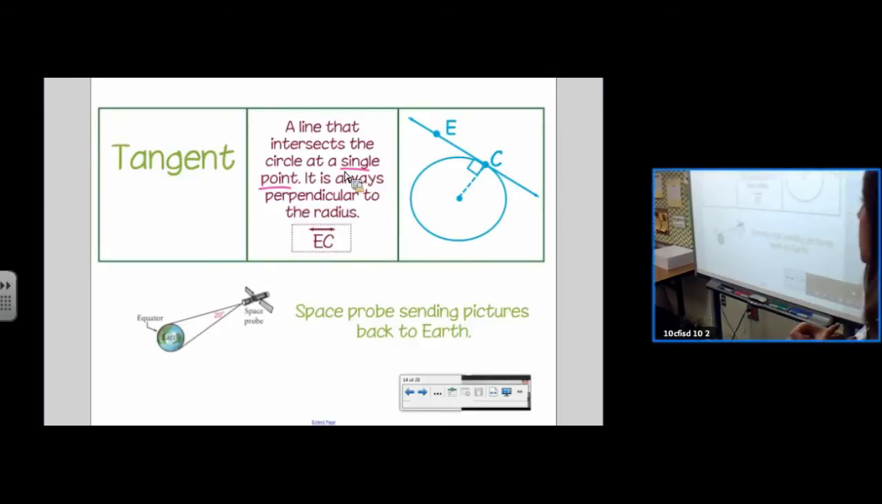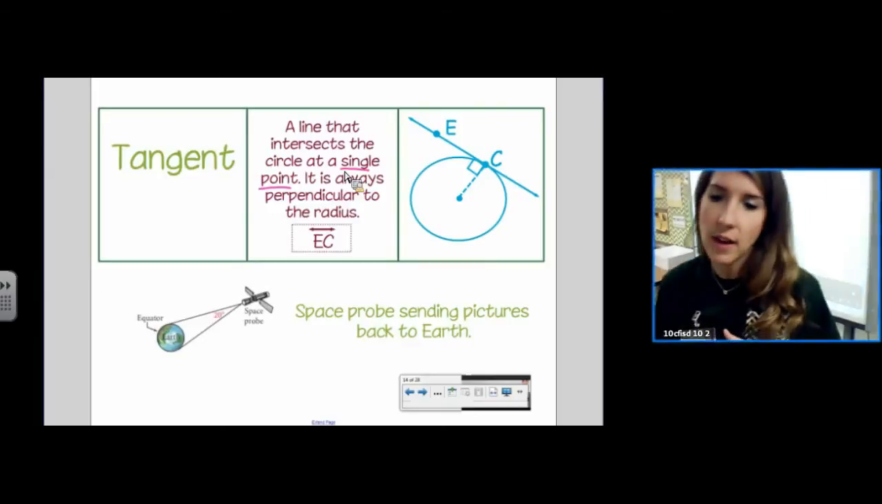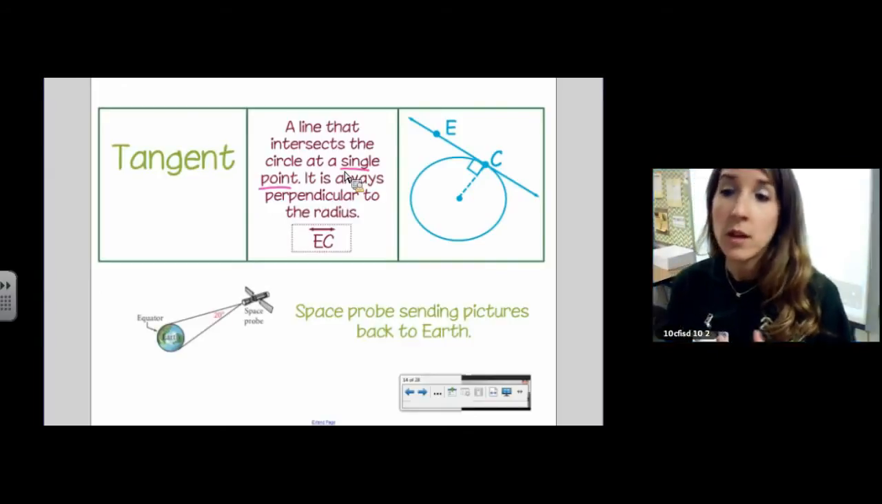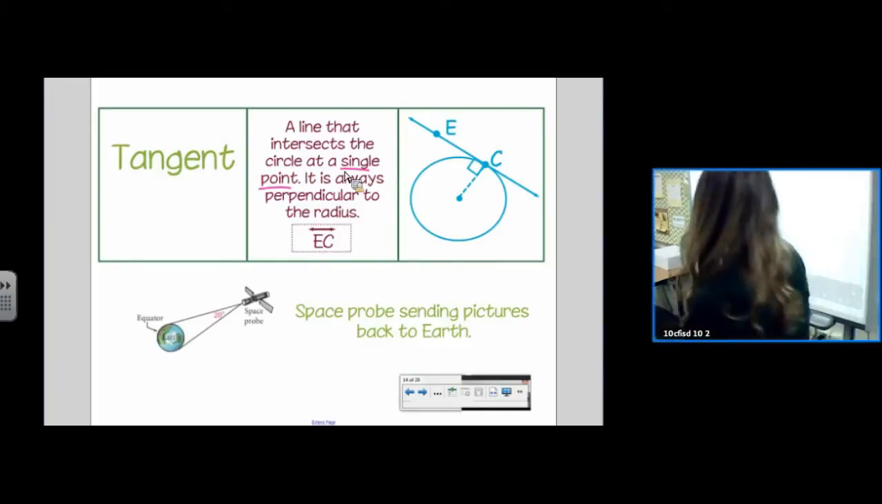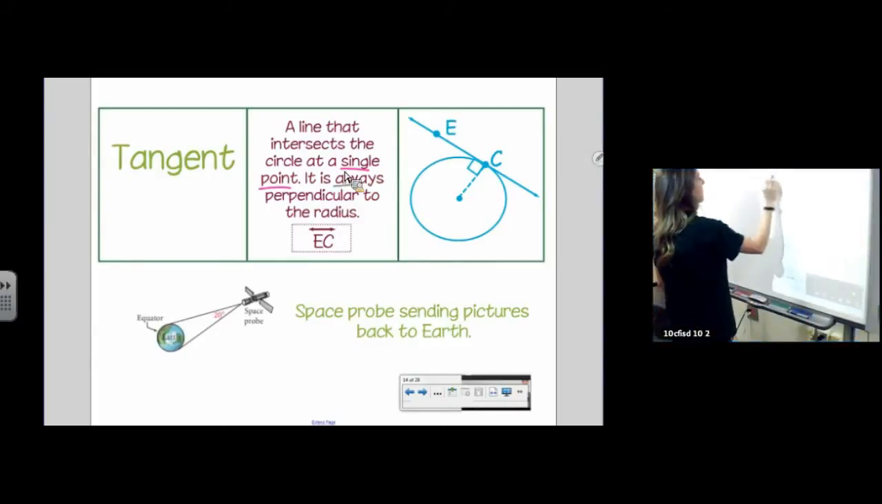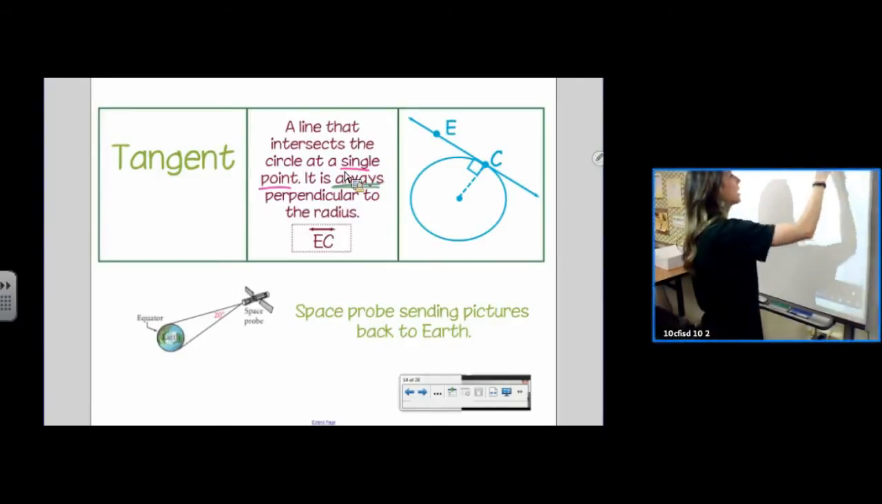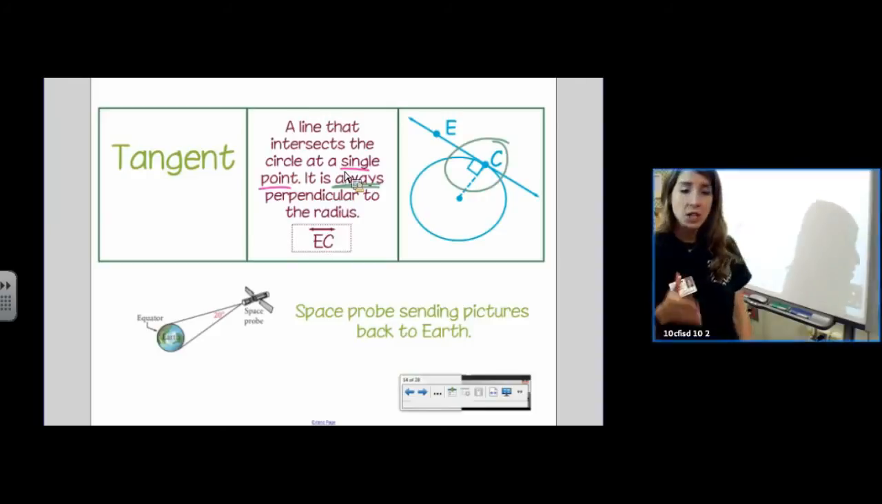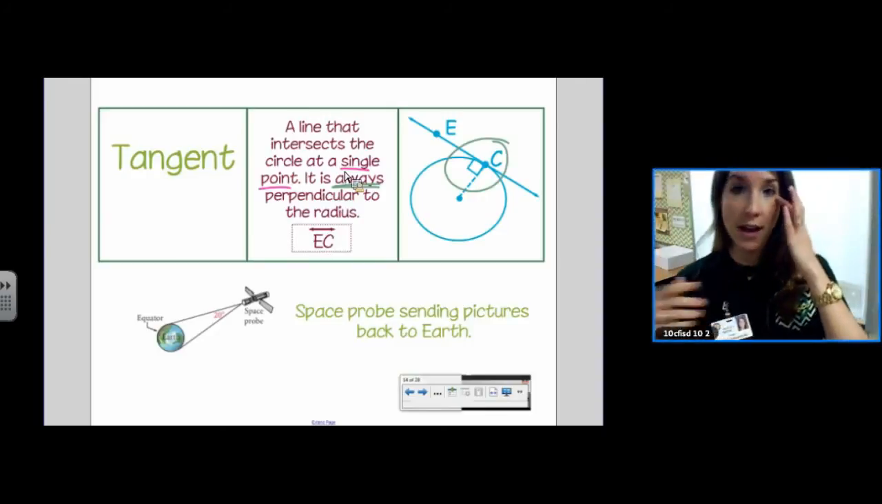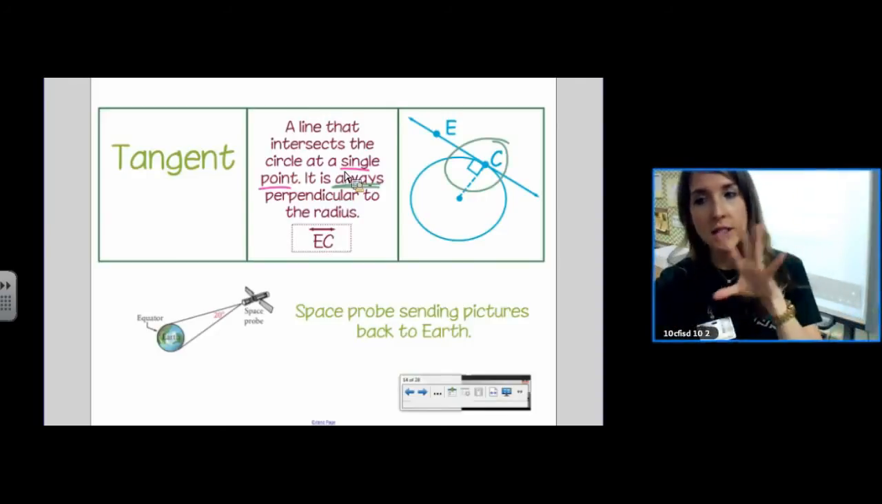A line that intersects a circle once and only once. It is a line, so it does have arrows and it does go on forever. So, did you see that word always, Kendra? Yes. It is always perpendicular to the radius. So that right angle is not just a coincidence. A tangent line, and we'll learn this theorem later, I can even prove it to you, a tangent line is always perpendicular to one radius of the circle.